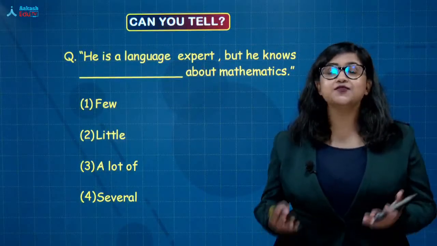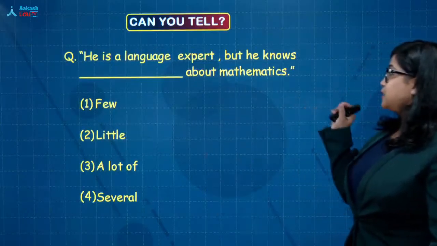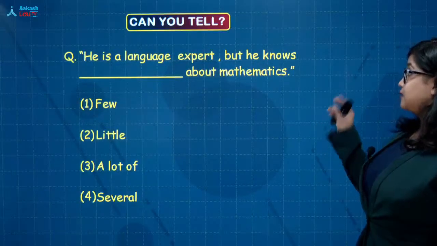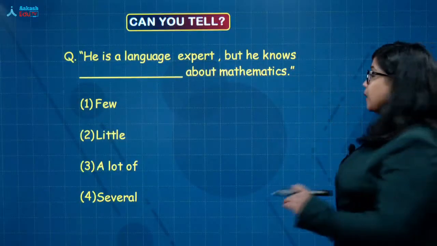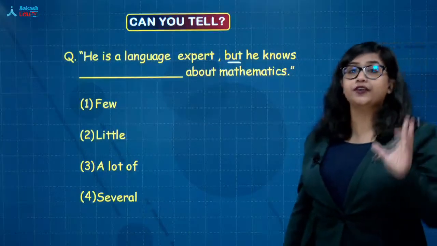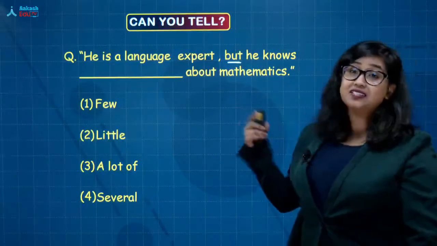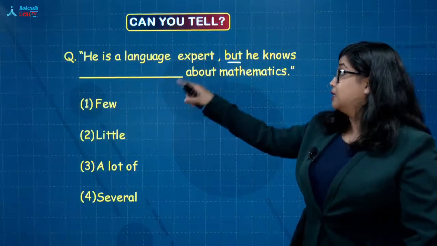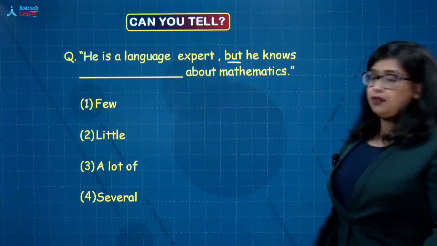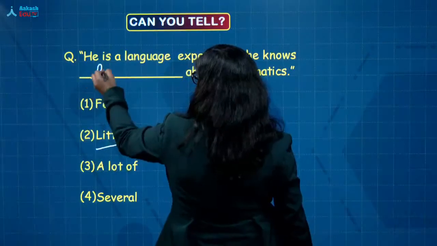Well done guys, very well done, excellent job. So, he is a language expert, but he knows dash about mathematics. So, but, can you see here we are using the word but in the sentence. The word but shows contrast, right? It shows opposition. So, he is a language expert, that means he does not know much about mathematics. So, he is a language expert, but he knows little about mathematics, alright. So, the correct answer is option number 2.